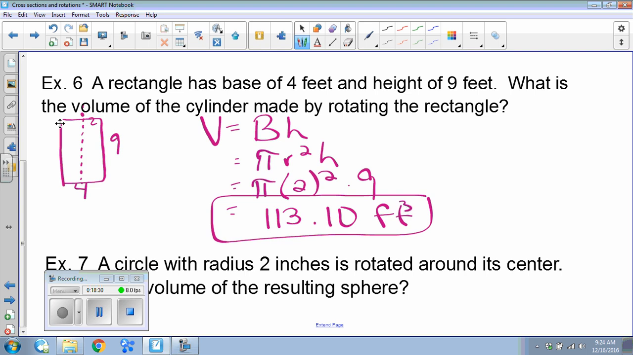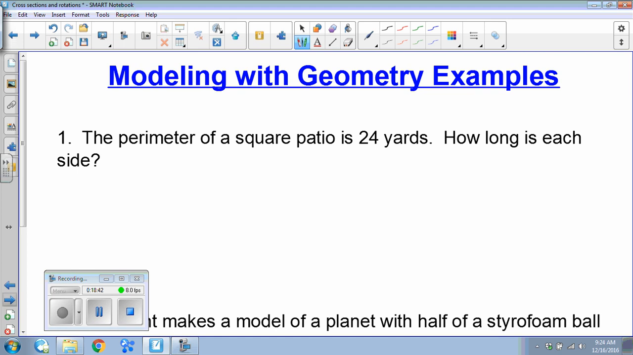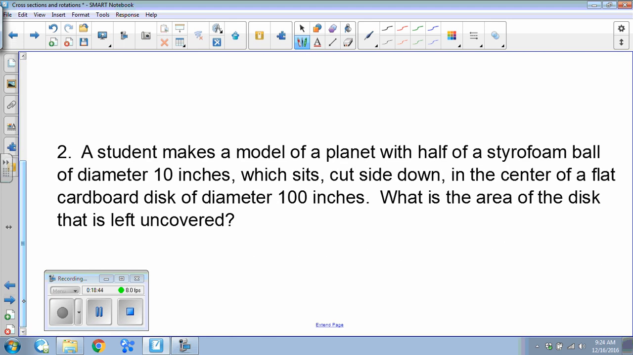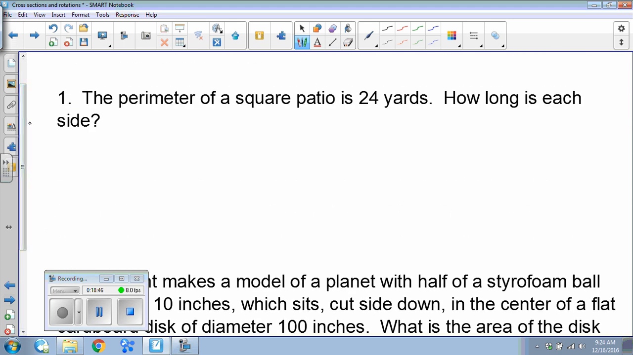How'd y'all do? Good? Alright. We're not going to do this one. I believe y'all can do example 7, no problem. You're going to have some practice in a minute. But let's look at, we're not going to do number 1 either. Well, I don't even have to calculate it. The perimeter of a square patio is 24 yards. How long is each side? 6. Okay.